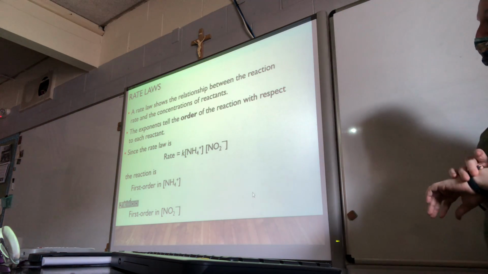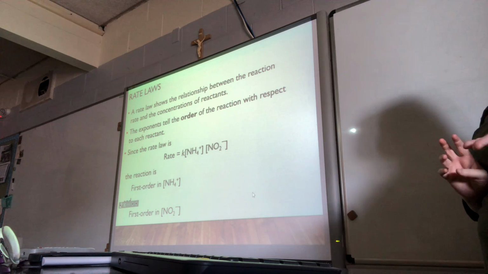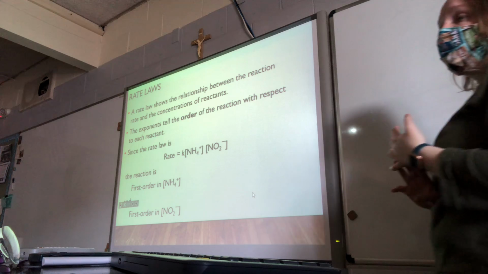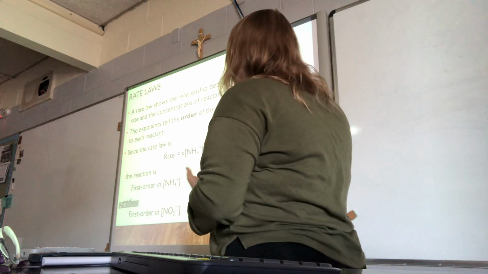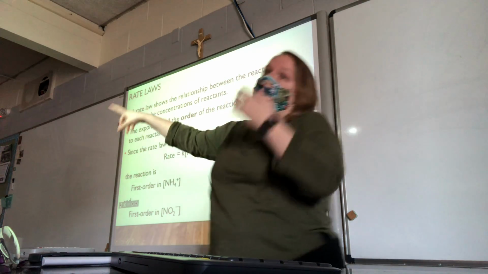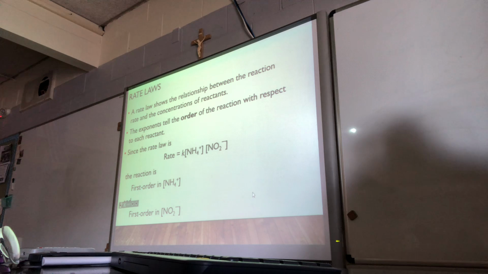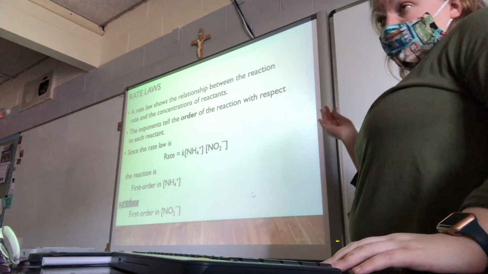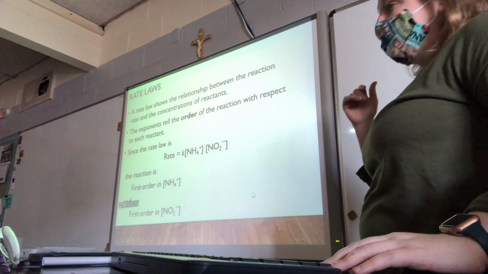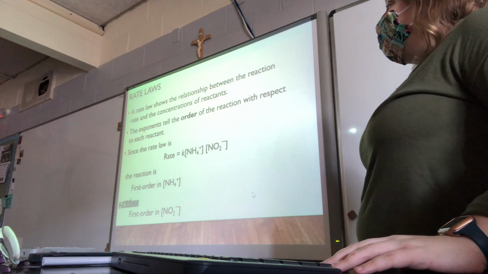Now, in trying to determine information about our rate laws, what we want to garner from experimental information is what we call the order of the reaction. The order of the reaction is going to be one of many things. The very typical ones are 0, 1, and 2, as far as first order, second order, or 0 order reactions.